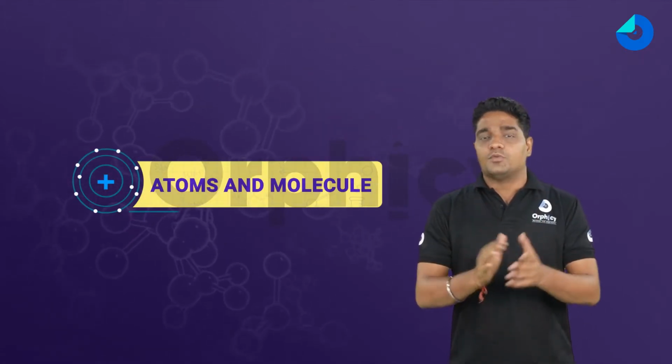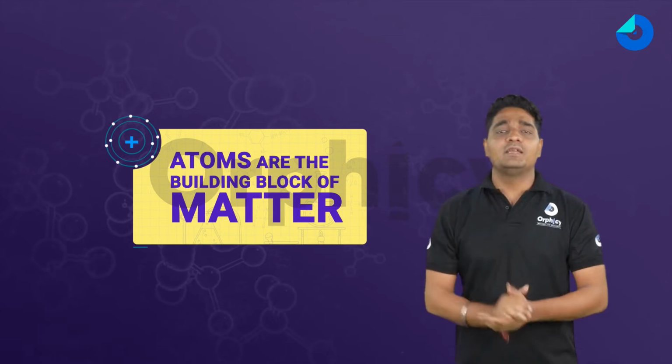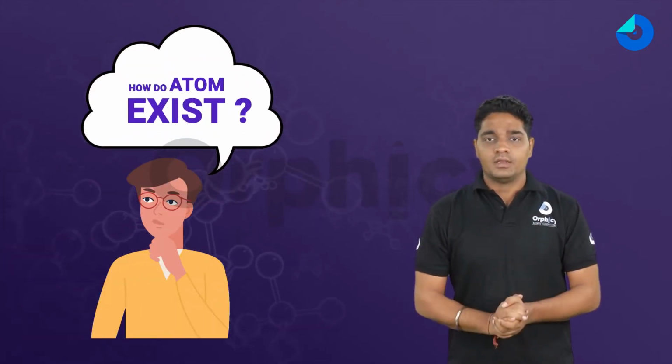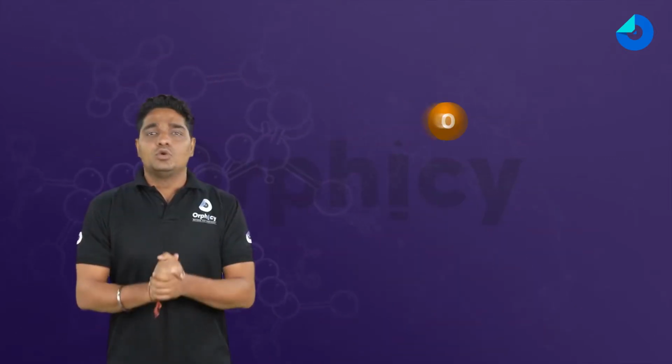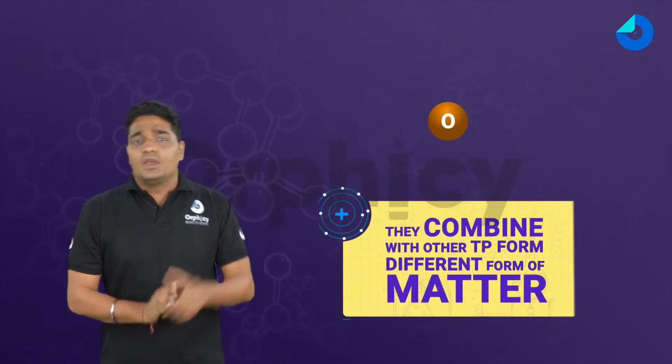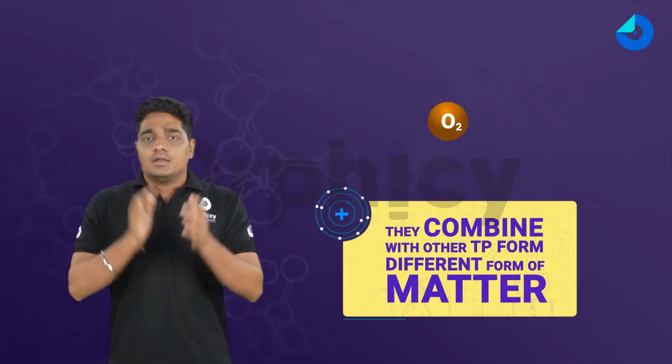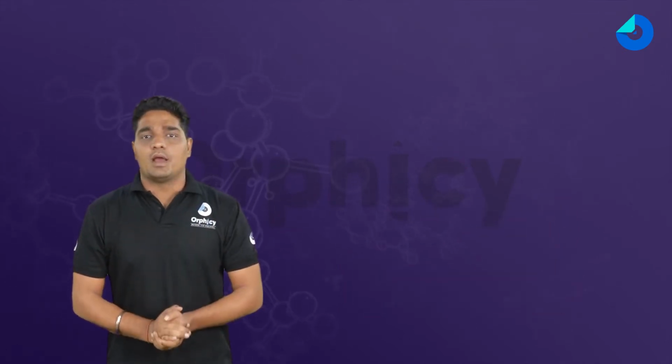In the last capsule, we have learned that atoms are the building blocks of all matter. But have you ever thought, how do these atoms exist? Generally, atoms do not exist independently. They always combine with each other and form different forms of matter. This concept was initially given by Pakuda Katyayana, an Indian philosopher, hundreds of years back.